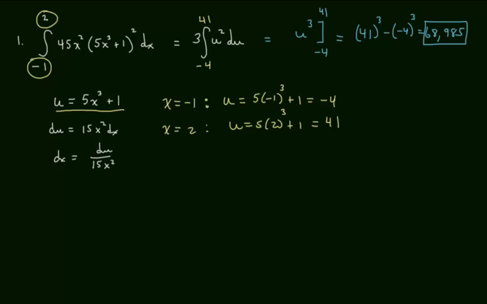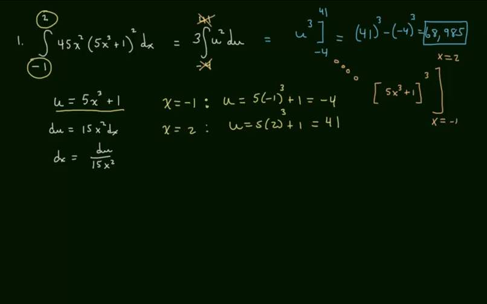This is just an alternative. If you wanted to, you could temporarily not write anything here. Get your antiderivative in terms of x. So that would be an alternative to writing 5x cubed plus 1 to the power of 3. Then we would plug in our x equals negative 1 and our x equals 2.